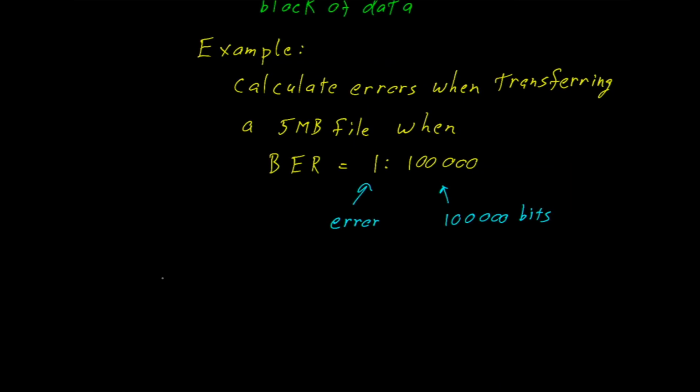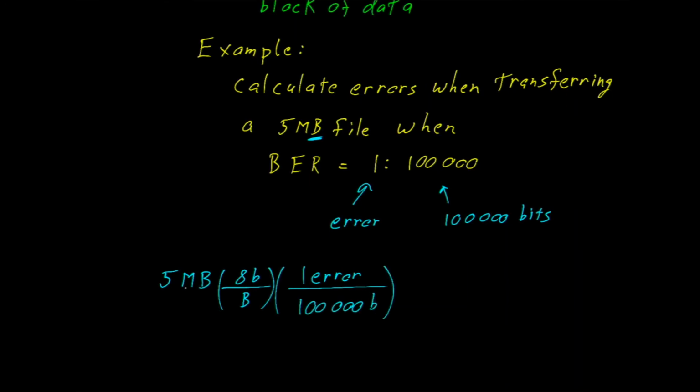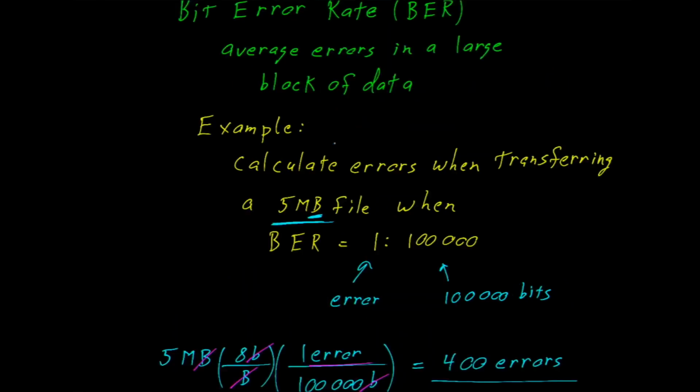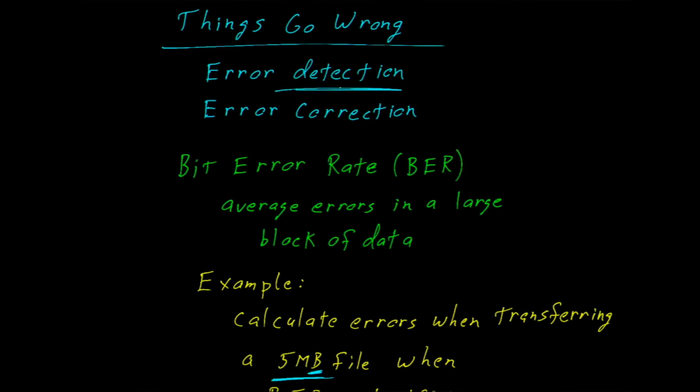Using dimensional analysis, we start with the size of the file, in this case 5 megabytes. Sorry if I said that wrong before, that's 5 megabytes, where there are 8 bits per byte. And we said that there was 1 error for every 100,000 bits. Bytes and bits leaving errors. So there are approximately 400 errors. Depending on the nature of this file, that may be acceptable, but it probably isn't. So what we need is a way of detecting those errors and, if possible, correcting those errors.